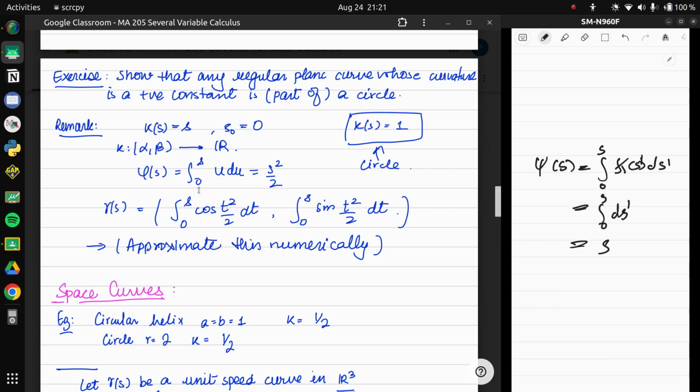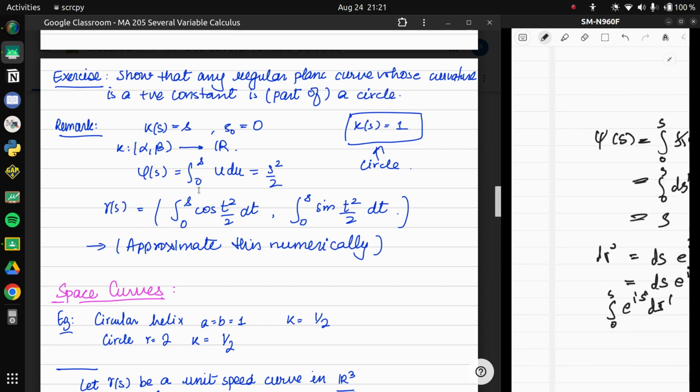Now I just want the dr vector. The dr vector is just ds e power i psi of s, which is ds and then e power i s, right? And then you just integrate this thing, e power i s ds, from s dash equal to 0 till some s. So let's just call that r of s.